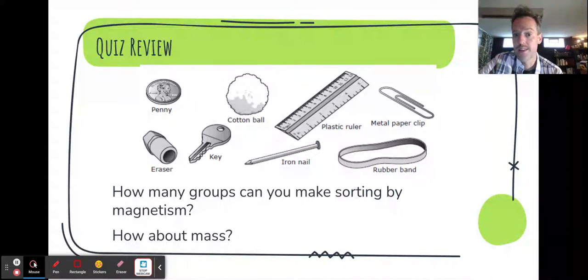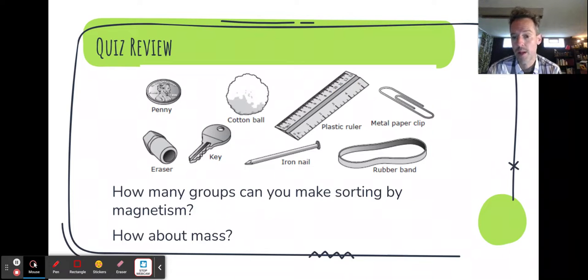All right. This is a review question from your quiz that if you struggled on your quiz, it was probably because of this one. So the quiz question was asking, what property can you sort these by where you can't create more than one group? So that means that for that specific property, each of these items is the same.